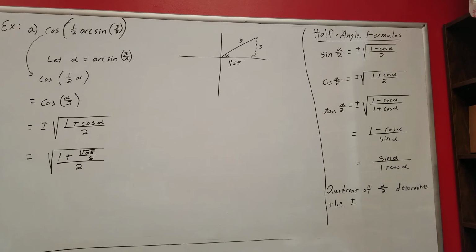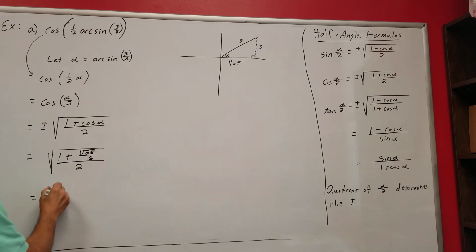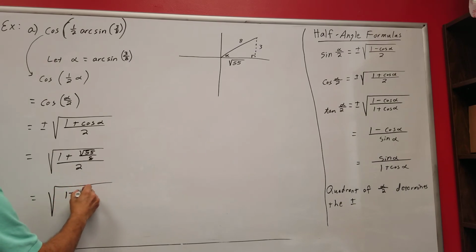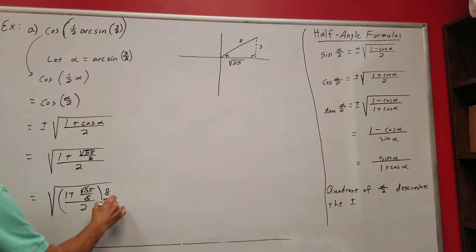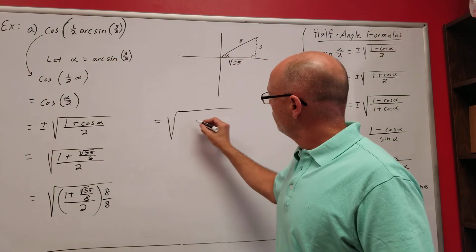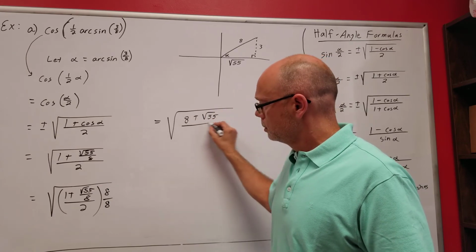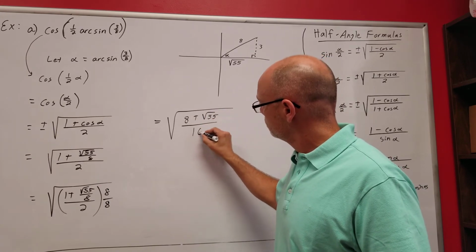Well, again, we got those nasty fractions inside of fractions, so let's multiply top and bottom here by 8. So we get the square root of 1 plus the square root of 55 over 8, over 2. Let's multiply by 8 over 8. And what do we get here? We get the square root of 8 plus the square root of 55, all over 16.